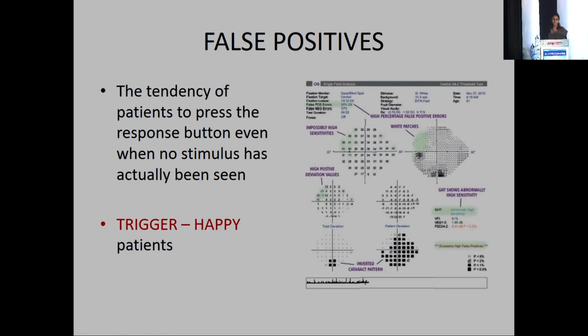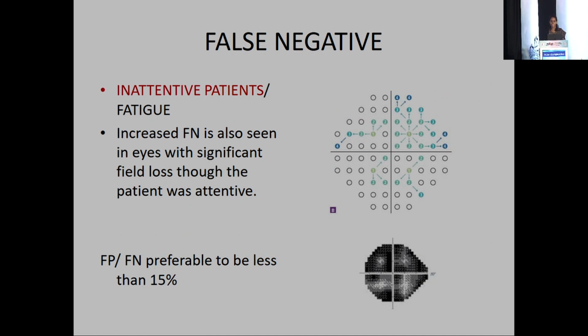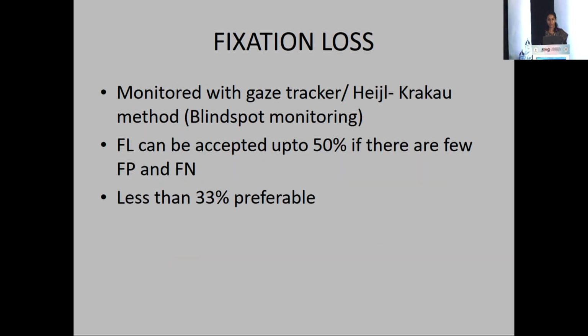False positive is the tendency of the patient to press the button even when no stimulus is seen or when it's very unlikely to be seen. We call them trigger-happy patients. False negative is seen in inattentive patients or in patients with fatigue. Increased false negative is also associated with eyes with significant field loss, though the patient is attentive. So false positive or false negative is preferably less than 15%. Fixation loss is preferably less than 33%.